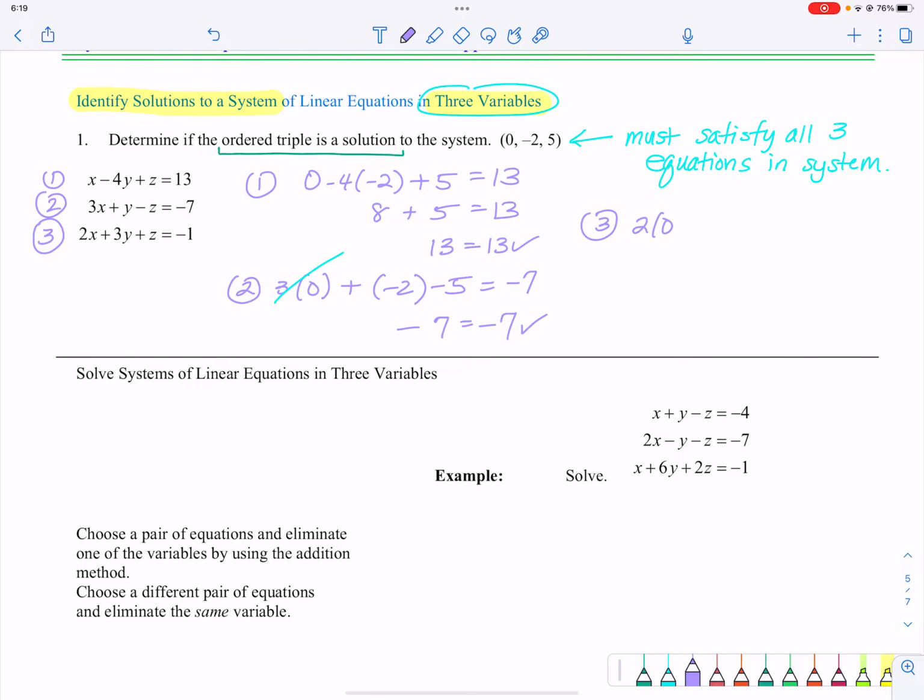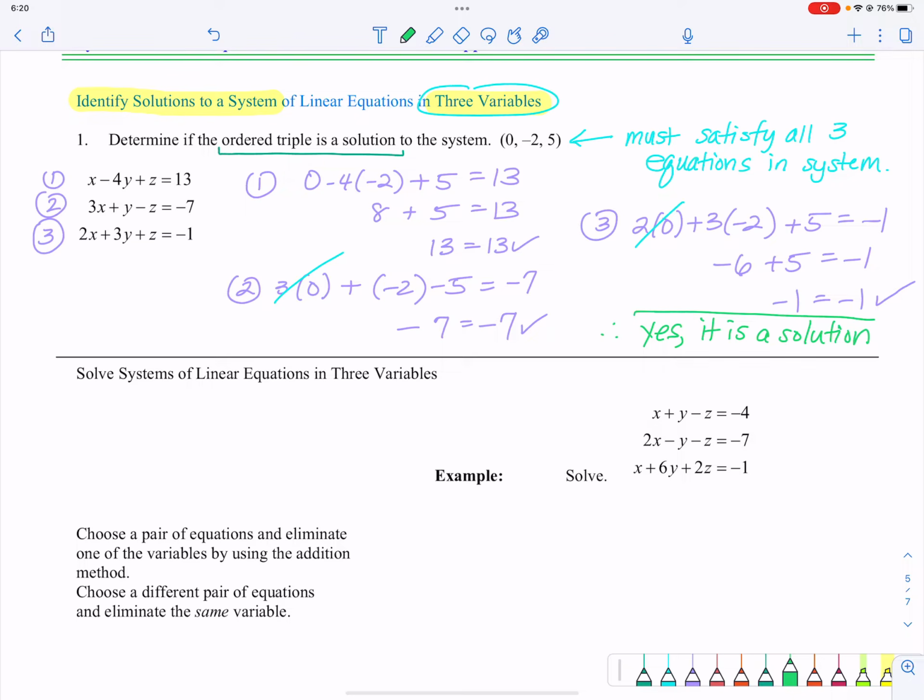So 2 times 0 plus 3 times negative 2 plus 5 equals negative 1. As you can see, we have negative 6 plus 5. And sure enough, negative 1 equals negative 1. Therefore, yes, it is a solution. Okay.